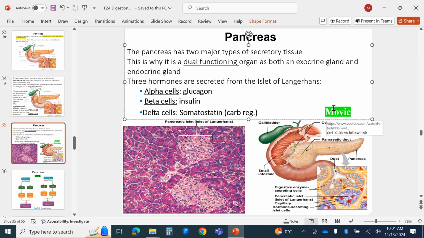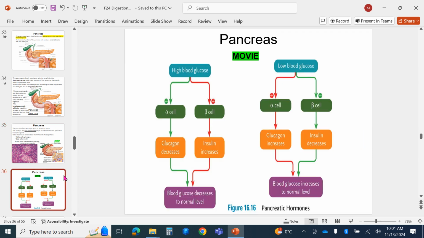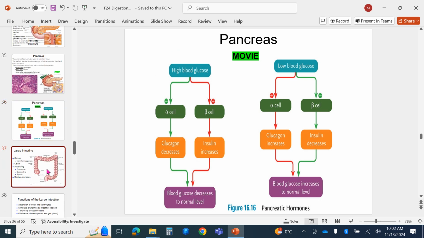There's a really good movie there I'm not going to play, but please pause the video and have a look. Here's another video on insulin and glucagon. You have a look here when you have high blood glucose, and then when you have low blood glucose. The amount of insulin decreases and the amount of glucagon increases. They're pulling the sugar off the walls and dumping it in the blood. When you have a high blood glucose level, we get the insulin going, which decreases the amount of glucose in the blood.